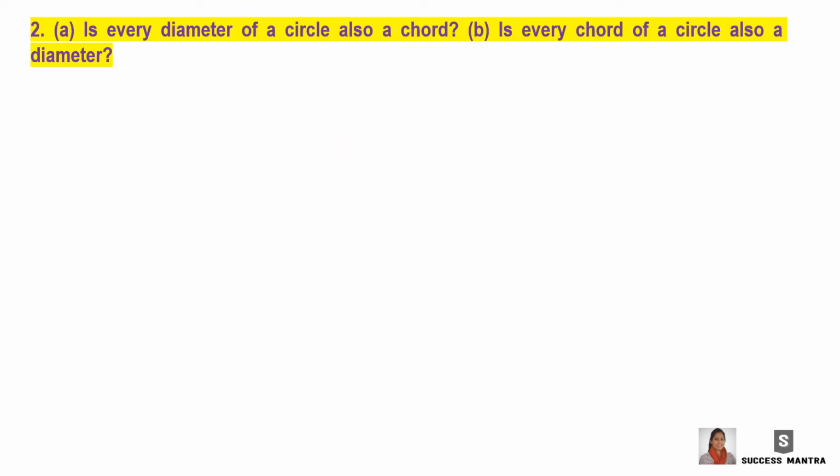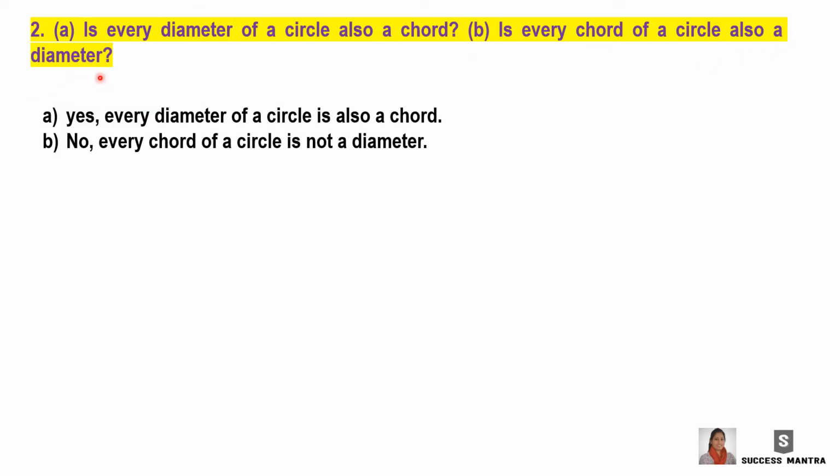So moving on to our second question, that is, is every diameter of a circle also a chord? Is every chord of a circle also a diameter? So yes, every diameter of a circle is also a chord because diameter is the chord with maximum length and it passes through the center of the circle. Is every chord of a circle a diameter? No, because a diameter should pass through the center of the circle and it is not necessary for all chords to pass through the center of the circle.